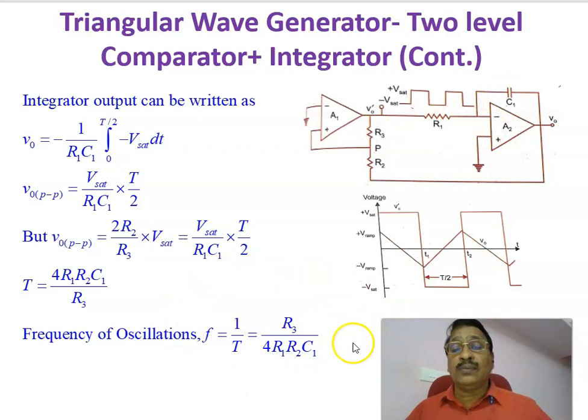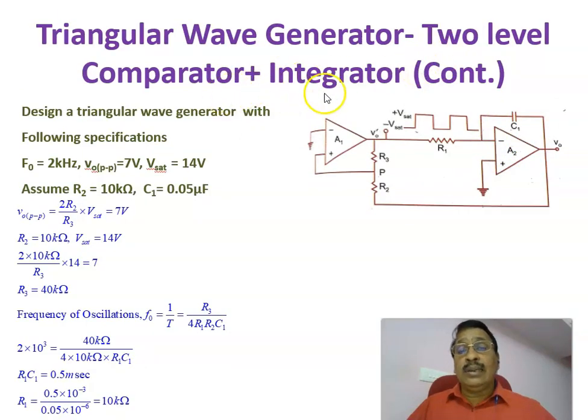So this is the output frequency equation of a two-level comparator plus integrator, in which you are getting a triangular output oscillating from plus VRAM to minus VRAM. The total time period is calculated as this, and the frequency is 1 by T, which is equal to R3 divided by 4 R1 R2 into C1.